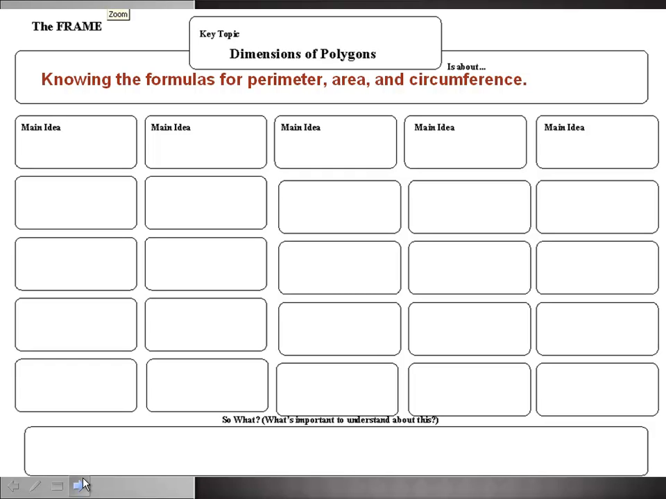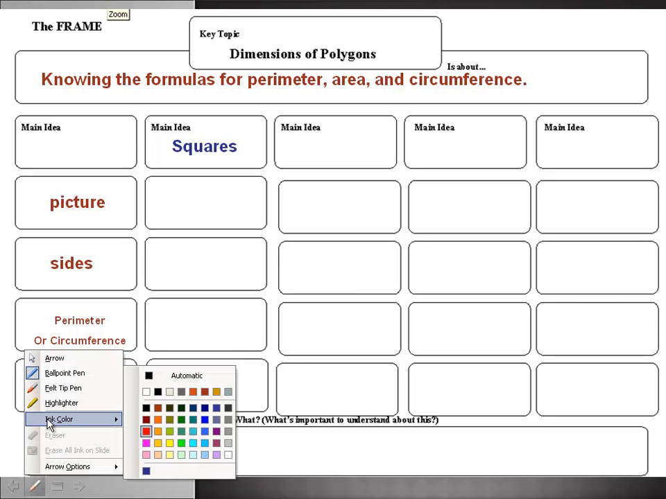And these are all formulas that you should already know. So complete this frame with me, and in the left-hand column, in this box, all the way across, we're going to put the pictures. And this, we're going to put sides. Here, we'll be putting perimeter or circumference. And then the last one, we'll be doing area. And the first main idea that we'll be working with is squares.